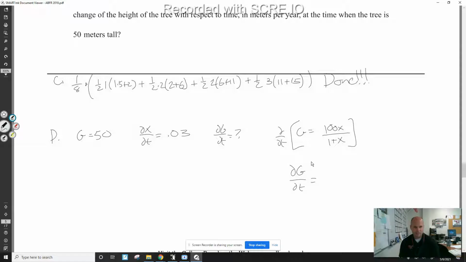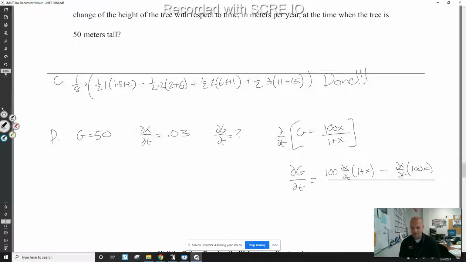All right, so I get dg/dt equals, I have to use the quotient rule. The derivative of the top is 100 dx/dt times the bottom, 1 plus x, minus the derivative of the bottom, which is dx/dt, times the top, 100x, all over the bottom squared, that's (1 plus x) squared.